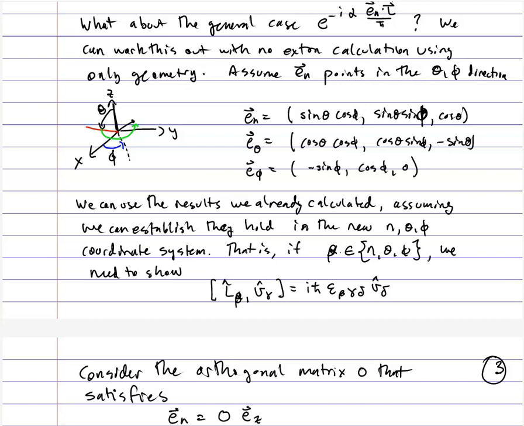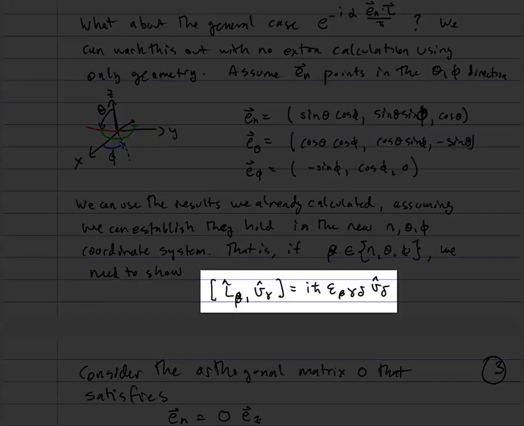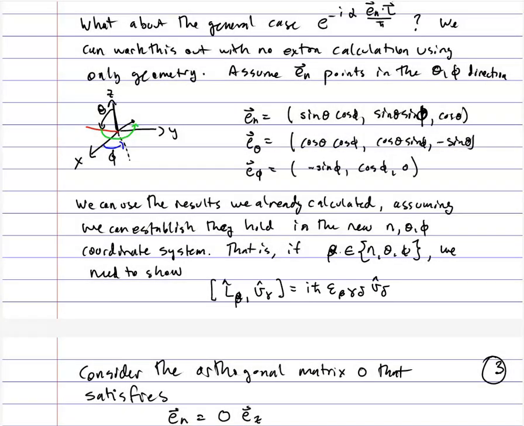So we can actually use the results that we already calculated to work out what the general result is, assuming that the same form holds if, instead of saying my i, j, and k were Cartesian coordinates, I say they're n, theta, phi. Okay, so what we need to show then is that the commutation relations for the vector operator, which I'm writing in the form of [L_beta, V_gamma] = i h-bar epsilon_{beta gamma delta} V_delta, holds when beta, gamma, and delta are chosen from n, theta, and phi as opposed to x, y, and z.